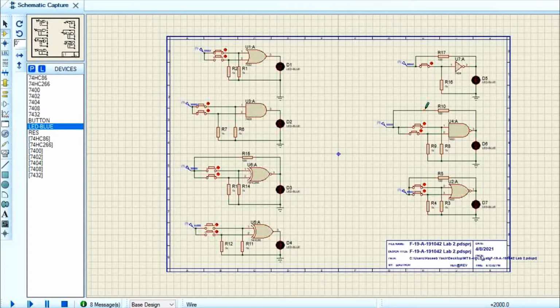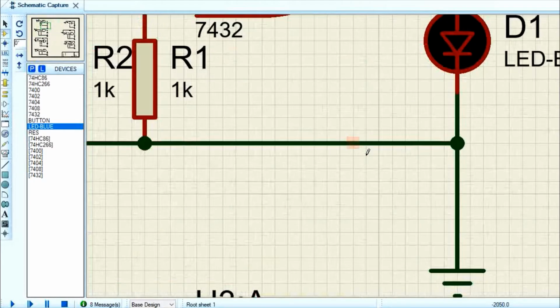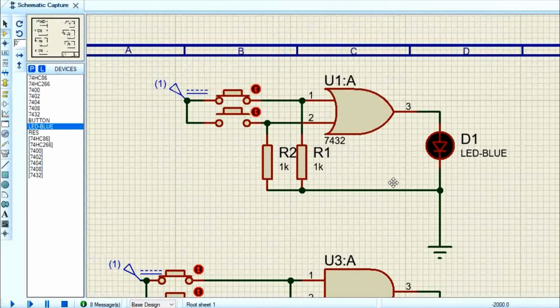I am going to tell you how you can implement 7 basic logic gates with their complete working, functionality and simulation. So here is the schematic circuit for 7 basic logic gates. I will tell you about the working and schematic circuit of each gate one by one. So let's start with the OR gate. Here is the circuit for the OR gate.